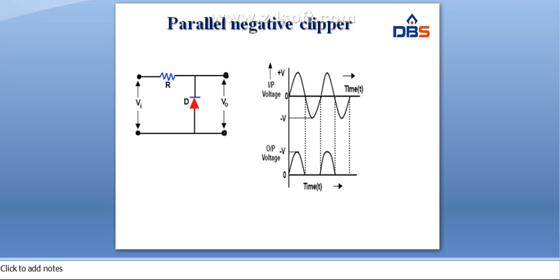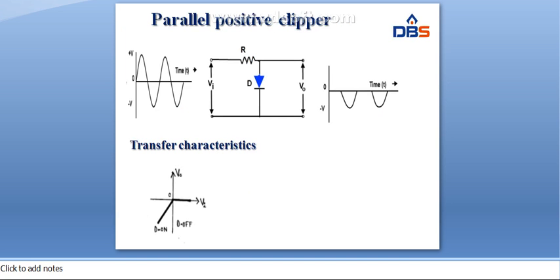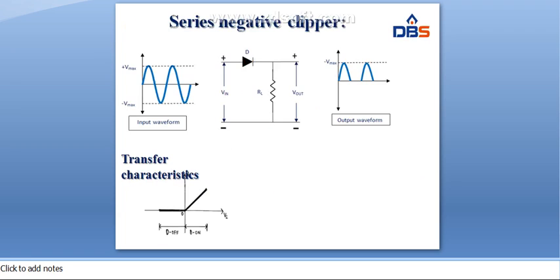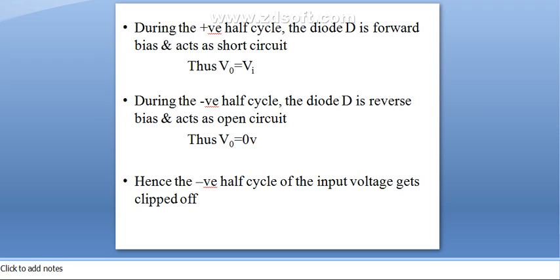In the parallel negative and positive clippers, the diode is connected in parallel, whereas in the series positive clipper and series negative clipper, the diode is connected in series with the load resistor. So that is about series clippers and parallel clippers. So these are the clippers. Next, we will discuss clampers.